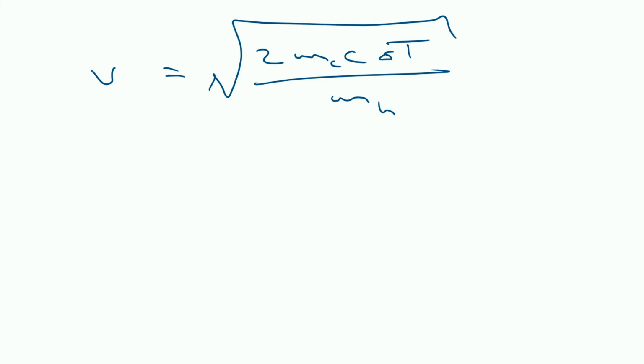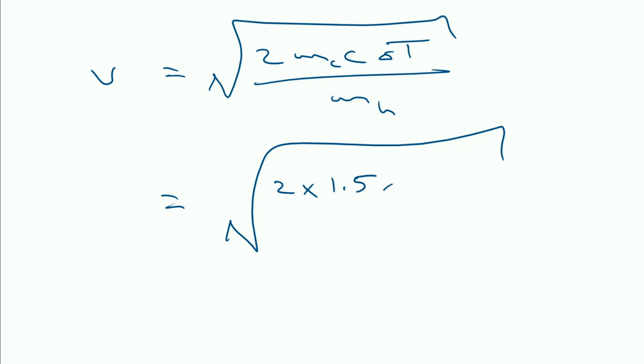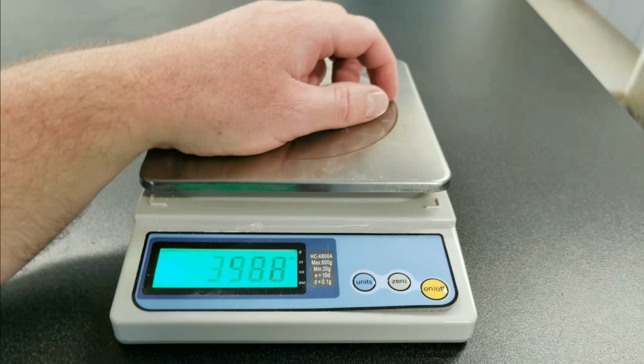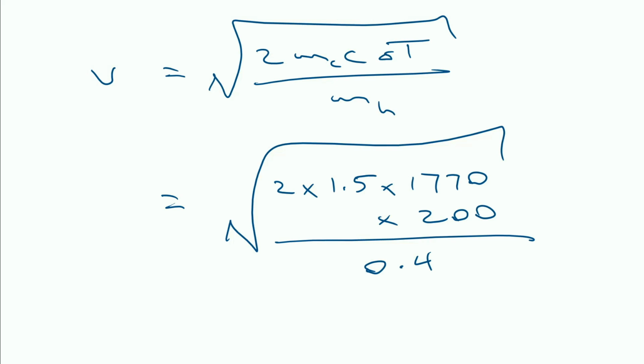Now we can put in our numbers. We have the square root of 2 times the mass of the chicken, which is about 1.5 kilograms, times the specific heat of the chicken, 1770, times the change of temperature, since we want to get it up to 200 degrees Celsius. And we divide all that by the mass of the hand, which was 0.4. The mass of my hand is about 400 grams, so 0.4 of a kilogram to work in SI units. And we get an answer from that.